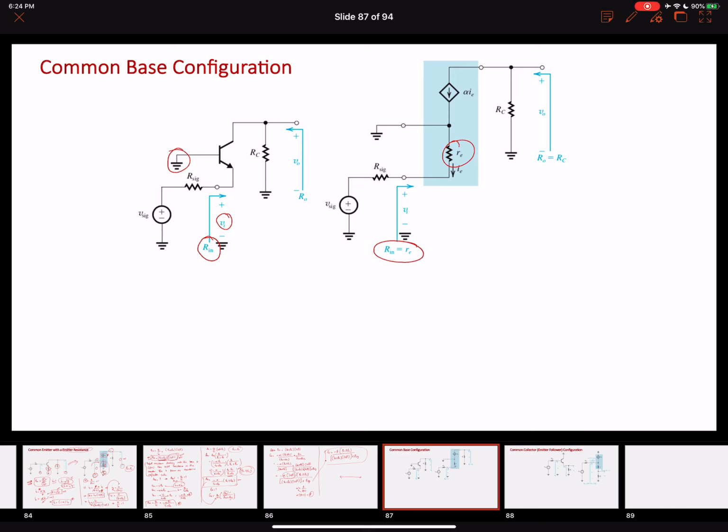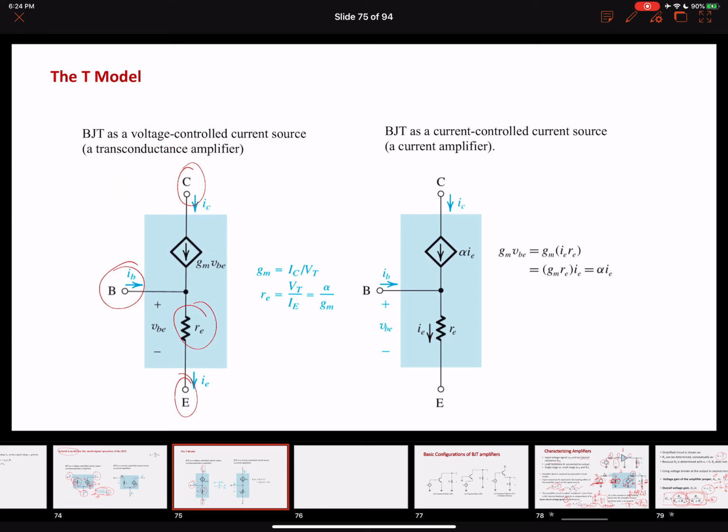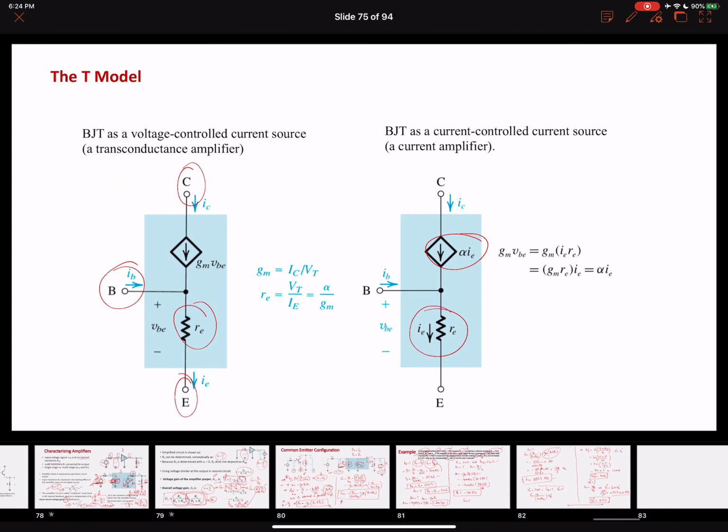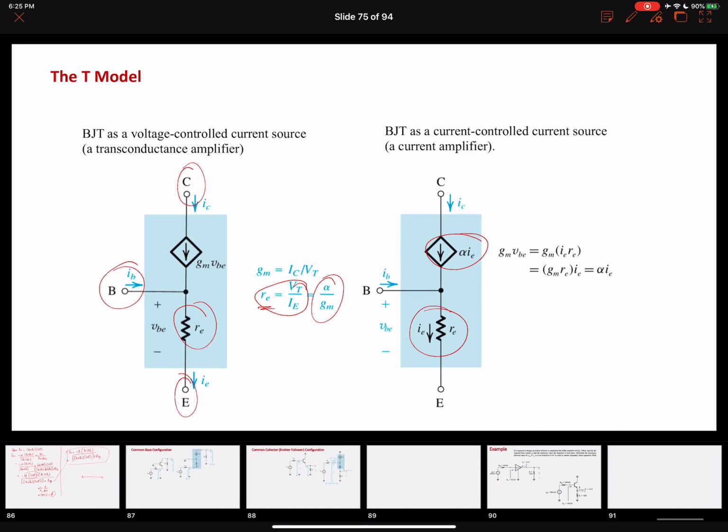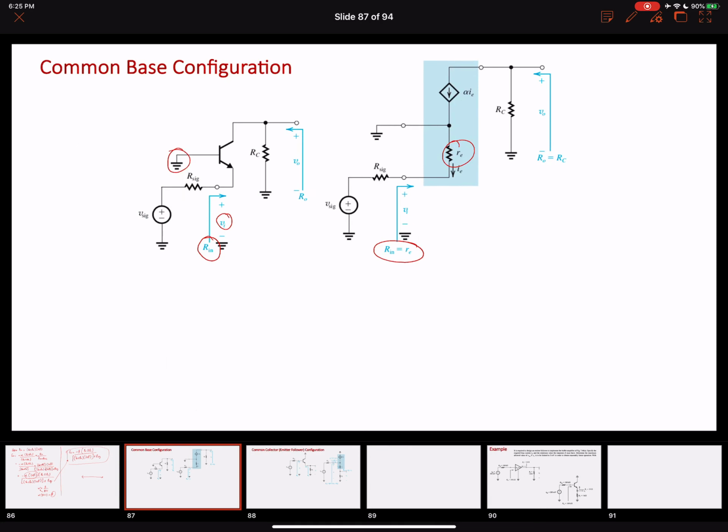It's a very simple case. Now we are going to use the T model again. So if I go back and use the T model here, we are using alpha times IE and IE RE. Our RE equals VT over IE, and alpha over GM. So we're going to use these equations again. Common base, okay. So this is our input resistance, RE, and our output voltage is here. The resistance looking at the output terminal would be R naught equals RC.